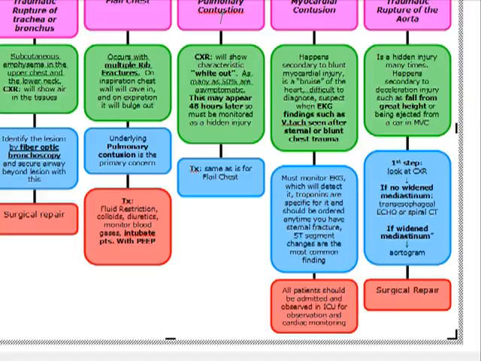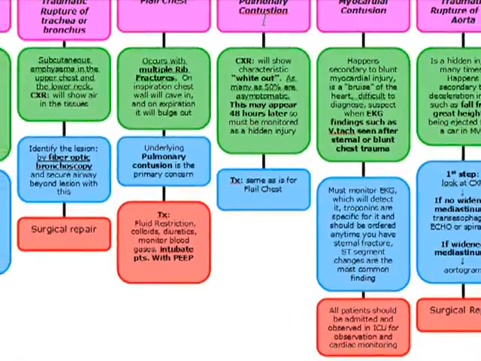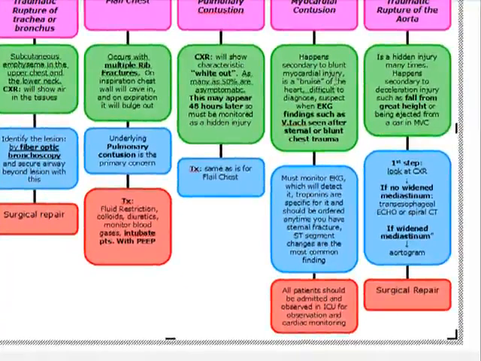So pulmonary contusion: something like a car accident, some type of chest trauma with a whiteout, right? Flail chest: the underlying problem is the pulmonary contusion. And myocardial contusion is after blunt chest trauma, a bruise on the chest, where we may see some type of EKG findings. And our treatment is going to be treating whatever this EKG finding shows.